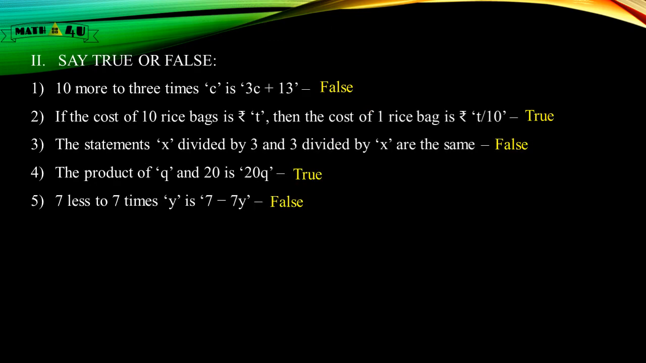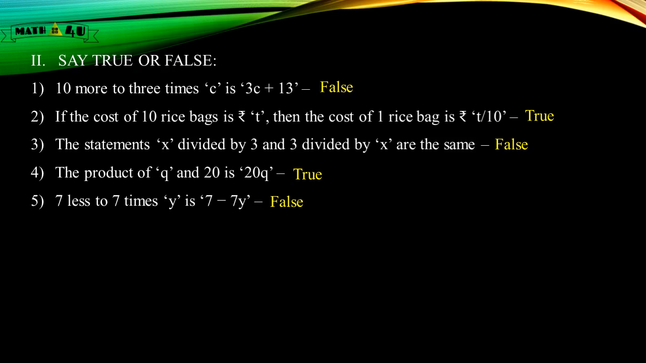Say true or false. 10 more than 3 times c is 3c plus 13. It is false because the given number is 10, but it is given as 3c plus 13. So, it is false. Next, if the cost of 10 rice bags is rupees t, then the cost of 1 rice bag is rupees t by 10.